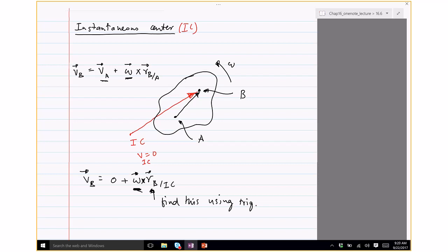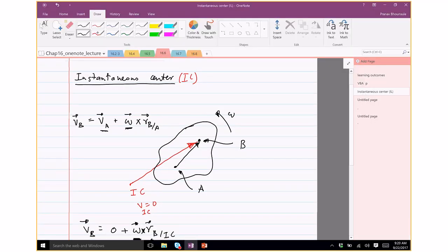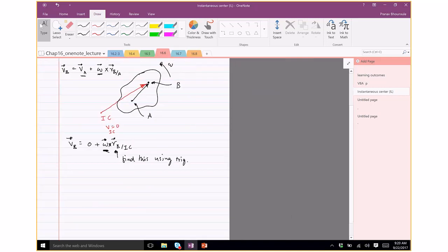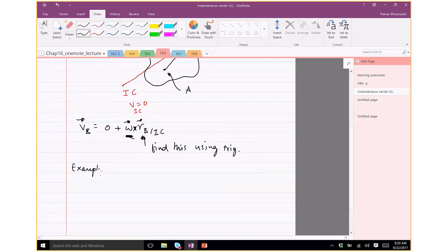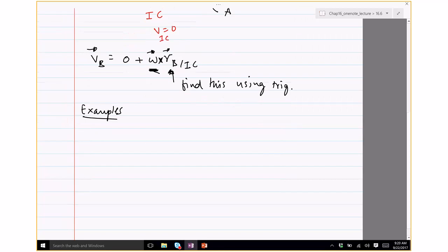Okay, so I'll give you some examples of IC. And these are sort of obvious examples. Then I'll show you how to find the ICs for a system of rigid links.